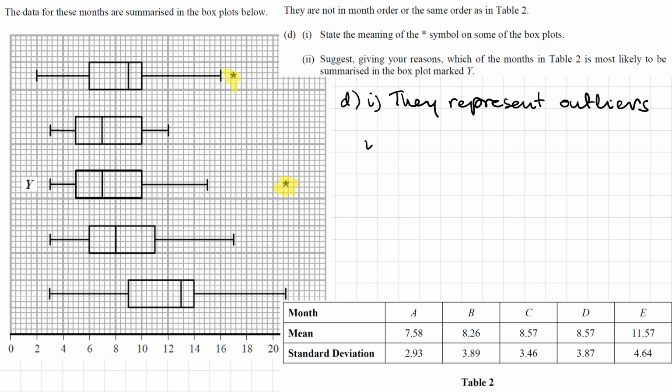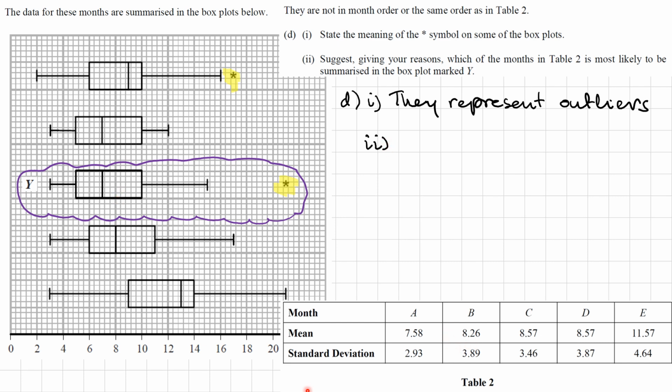Then the second part of part D says, suggest, giving your reasons, which of the months in table 2 is most likely to be summarized in the box plot marked Y. So that's this box plot here. So let's just highlight that, or put a bubble around it. And basically what we want to do is to find which letter month goes with this box plot. And we do need to give a reason why as well.